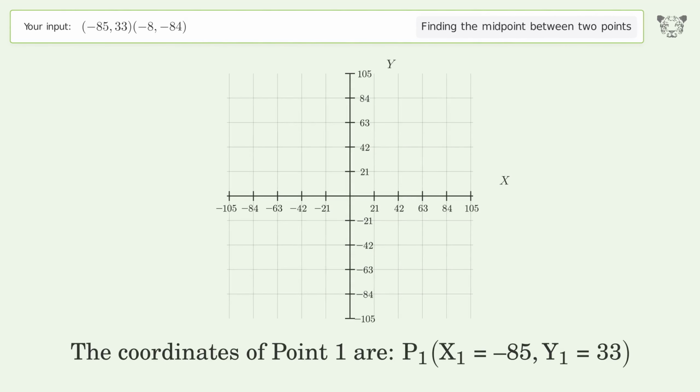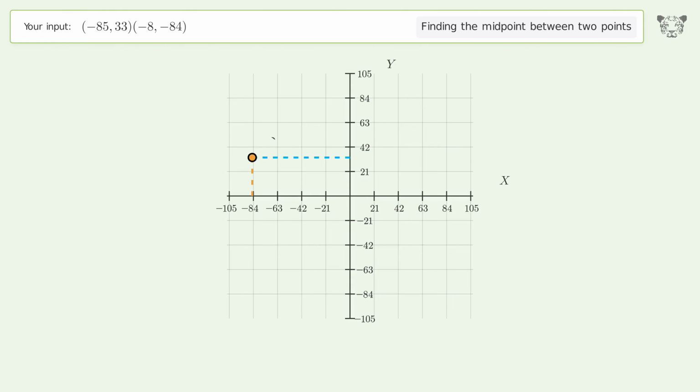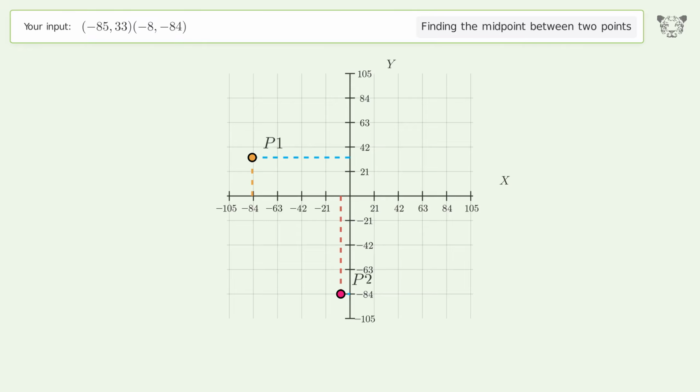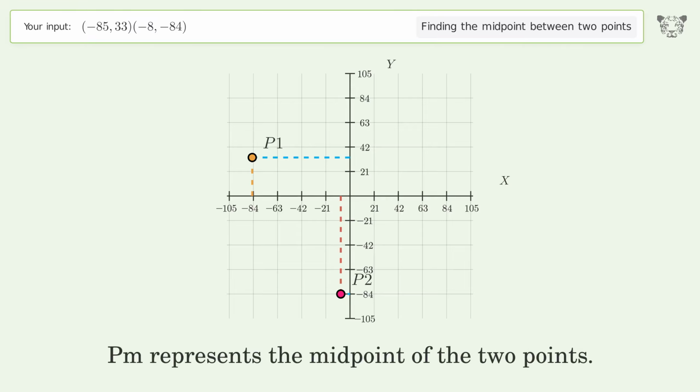The coordinates of point 1 are x1 equals -85, y1 equals 33. The coordinates of point 2 are x2 equals -8, y2 equals -84. PM represents the midpoint of the 2 points.